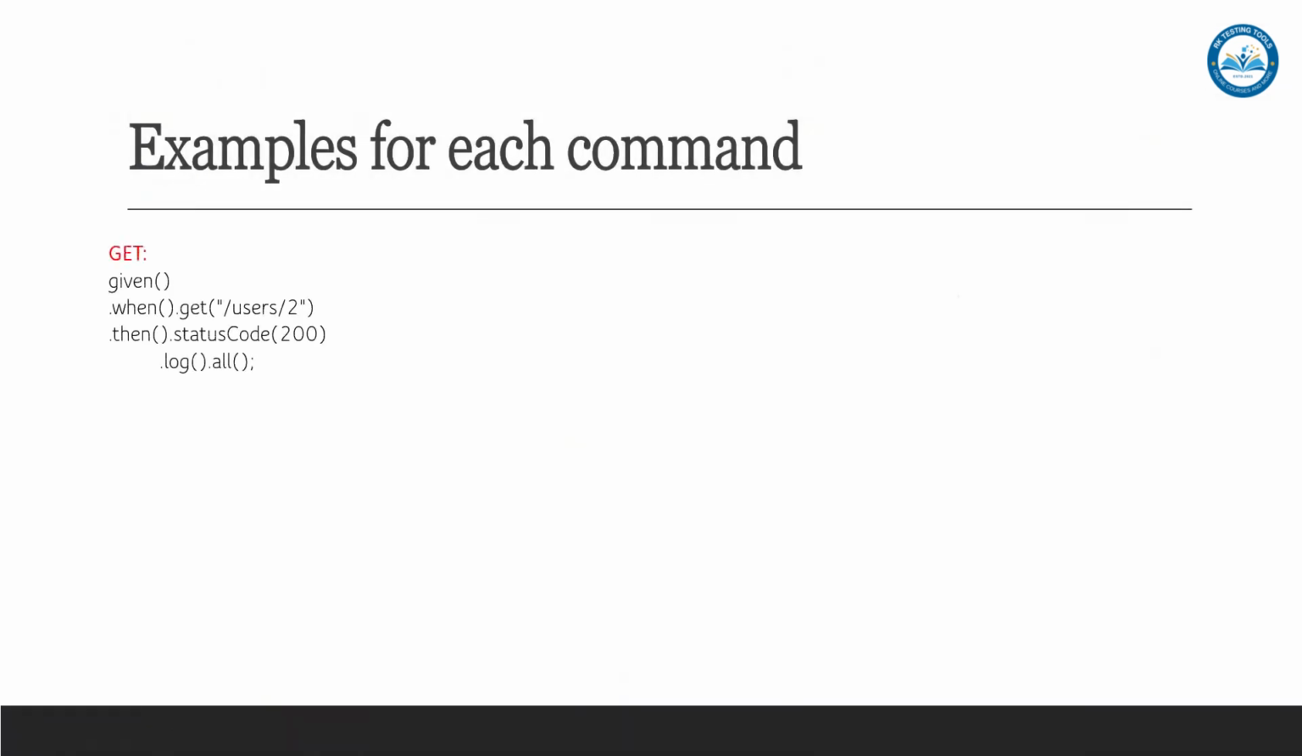And an example for each command. Let's see the GET request, and how the program looks for each method. Given dot when dot get of users/2 dot then dot status code of 200, log dot all. This is for the GET one.